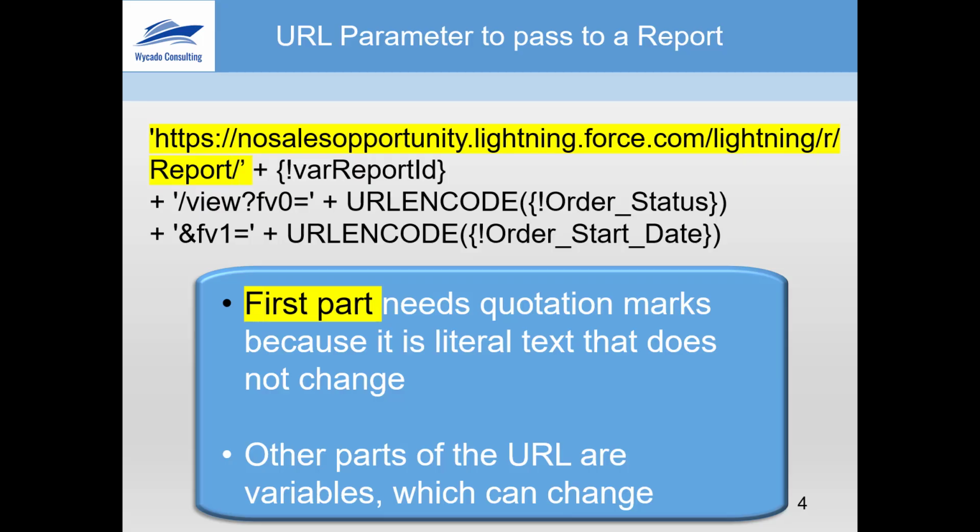Now to do this, you have to create a URL like this. So basically you take the first part of the report, strip it off there. The first part needs quotation marks because it's literal text and it doesn't change. The second part of it is variables, and those can change. So this is kind of the parameters of what we're going to see in this. So let's have a look in the org now and see what this looks like.